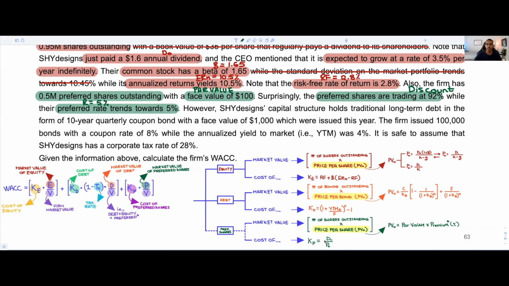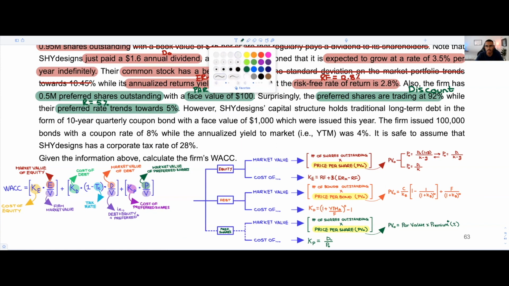Okay. So now let's read the next sentence. They're telling you, however, Shy Design's capital structure holds traditional long-term debt in the form of 10-year quarterly coupon bonds with a face value of $1,000, which were issued this year. A lot of stuff here in this sentence. But let's take our time and let's highlight this in orange, and let's try to make sense of what has been shared with us.